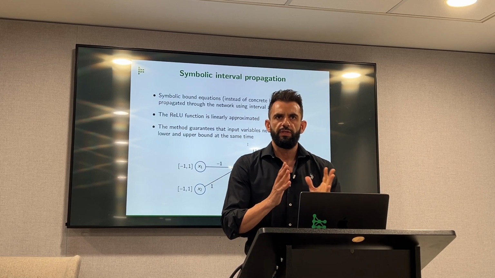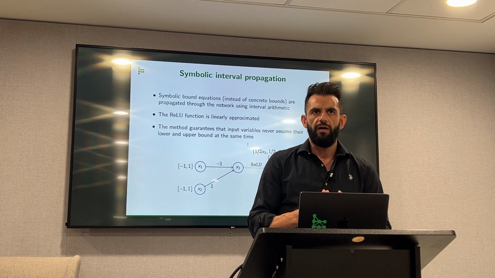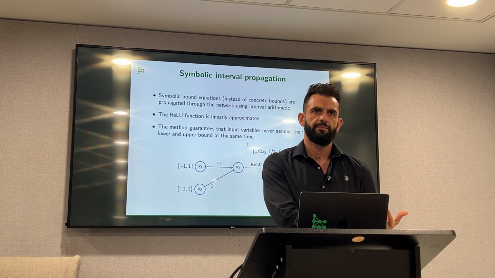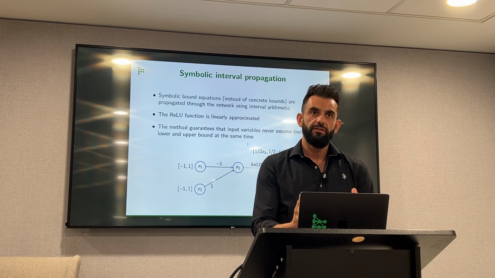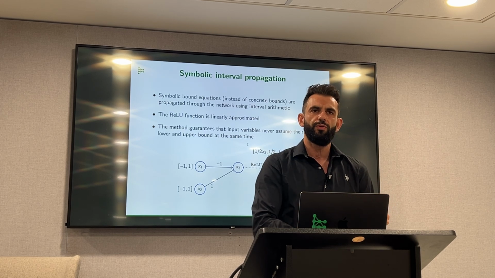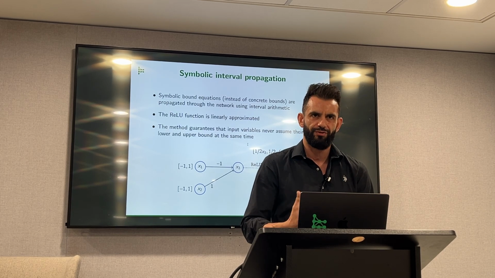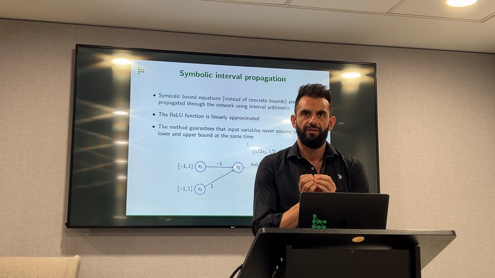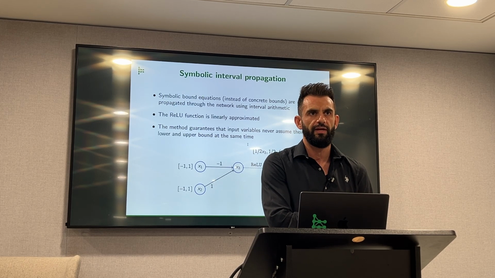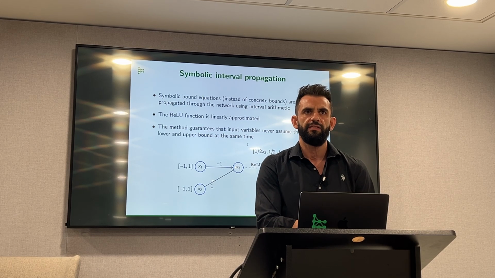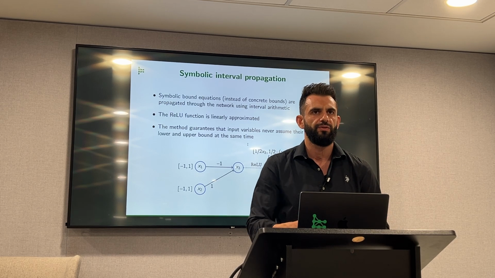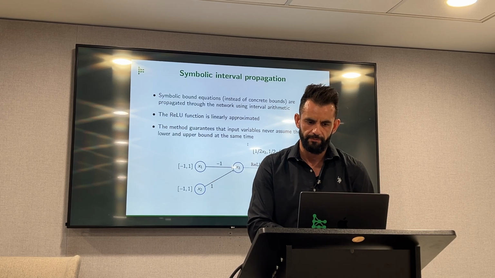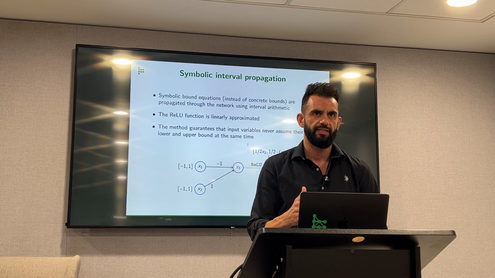Now, at each layer, with this method we are expressing the bounds for the layer as symbolic equations over variables of the input layer. And we can use the concrete bounds at the input to concretize these equations, and this will give us concrete bounds for the layer. And because the equations are over variables of the input layer, the method guarantees that an input node will never attain its lower and upper bound at the same time. So it alleviates the issue that we had with interval propagation. And by doing so, it is more precise.